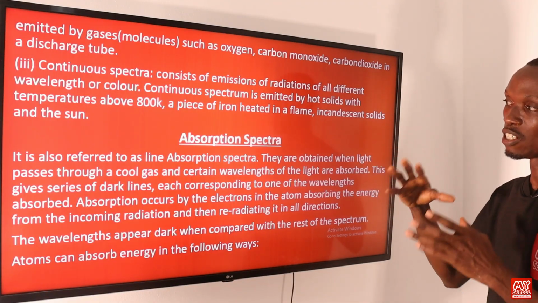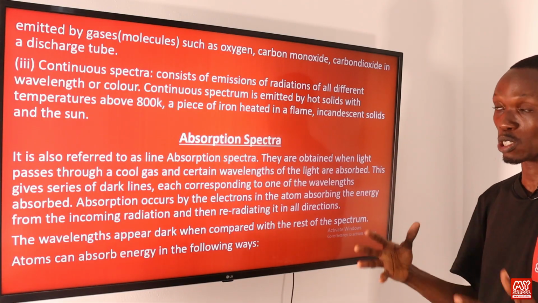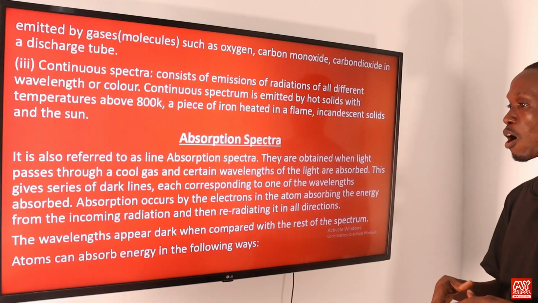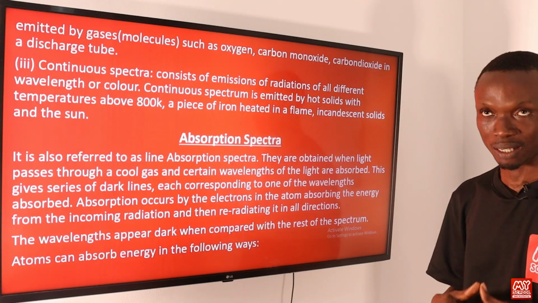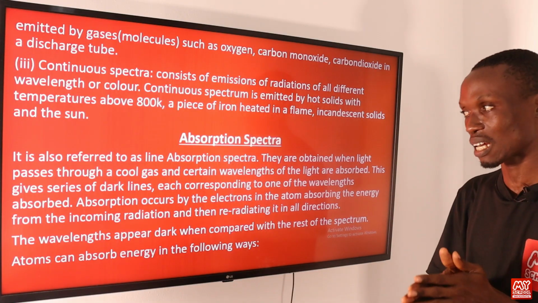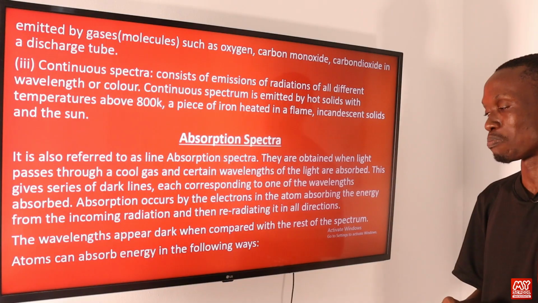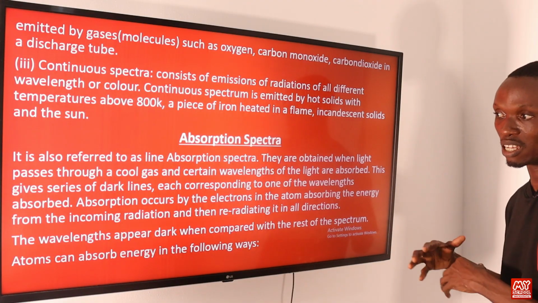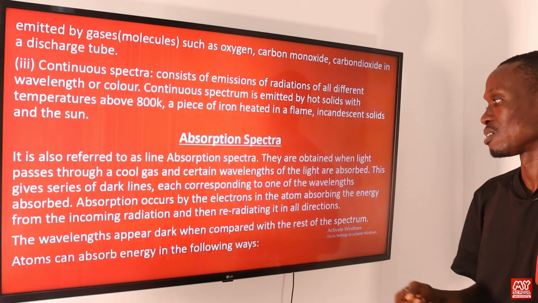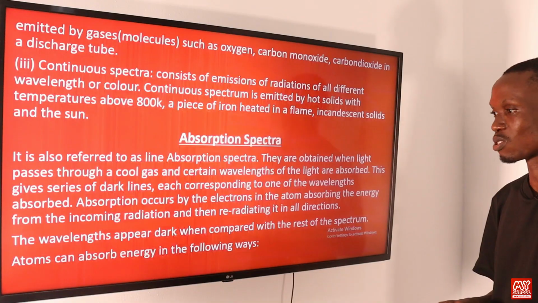Now let's talk about the second type of atomic spectra, which is absorption spectra. Absorption spectra is also referred to as line absorption spectra. They are obtained when light passes through a cool gas and certain wavelengths of the light are absorbed. This gives a series of dark lines, each corresponding to one of the wavelengths absorbed. Absorption occurs by the electrons in the atom absorbing the energy from the incoming radiation and then radiating it in all directions. So the wavelengths appear dark when compared with the rest of the spectrum.